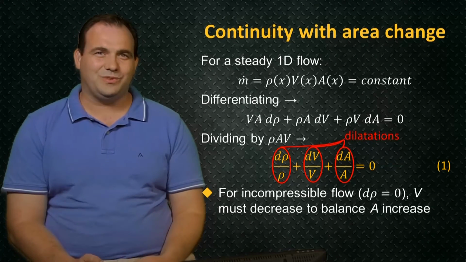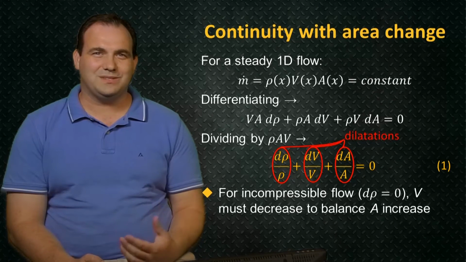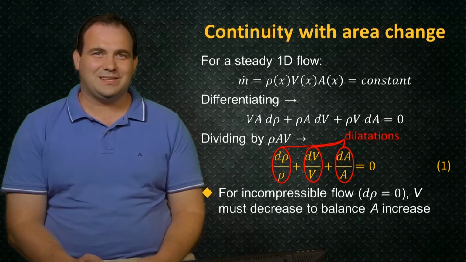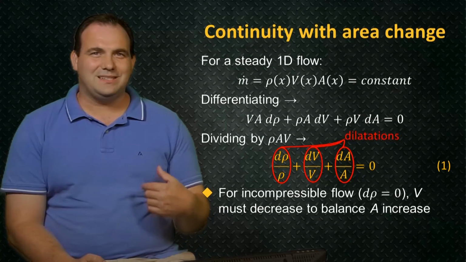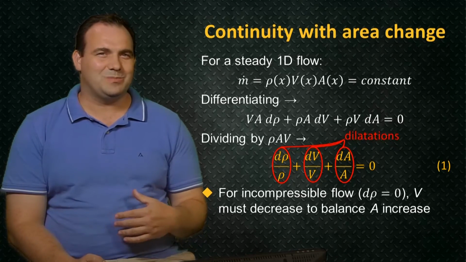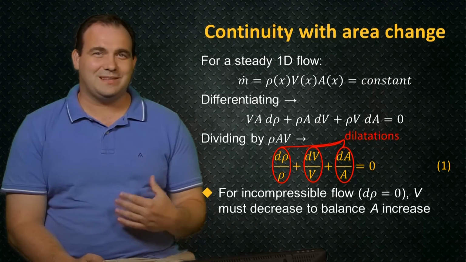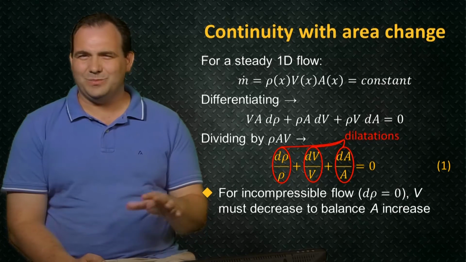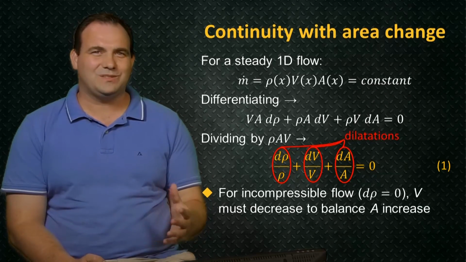For compressible flows, however, dρ is not 0, so there are many more ways for conservation of mass to be satisfied. A large negative change in area could be balanced by moderate increases in both density and velocity, or by a large increase in density and a small decrease in velocity, or vice versa.